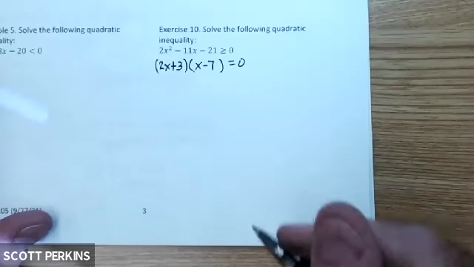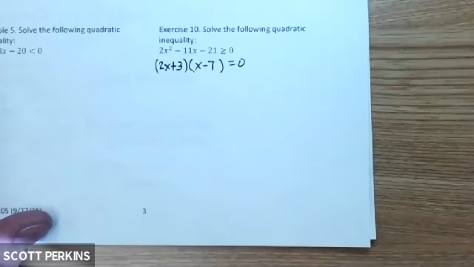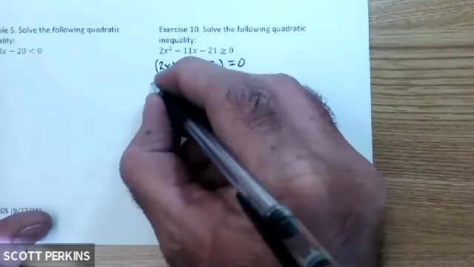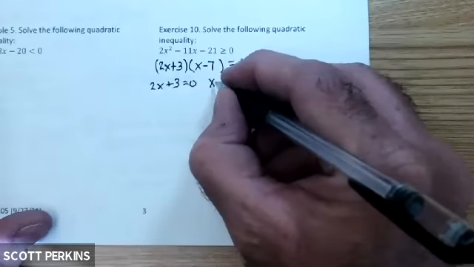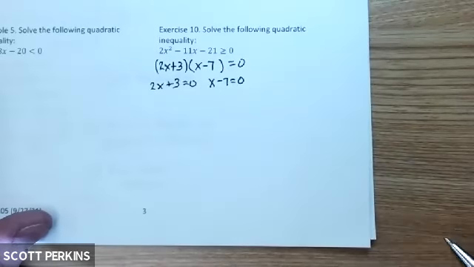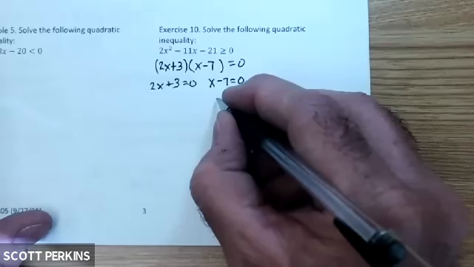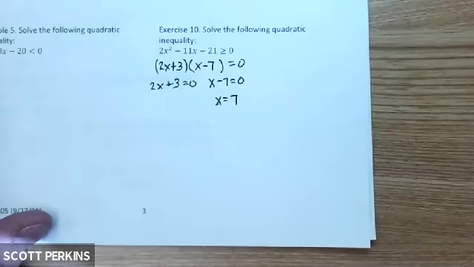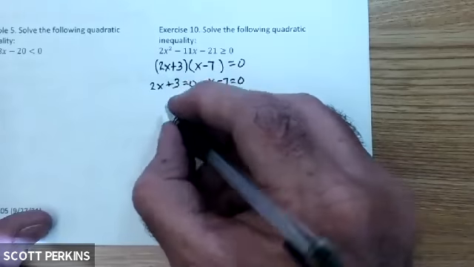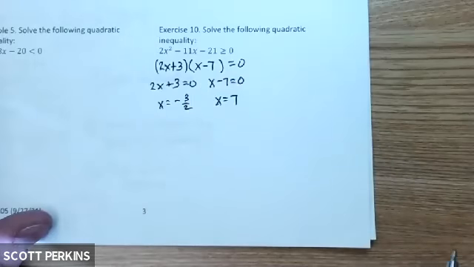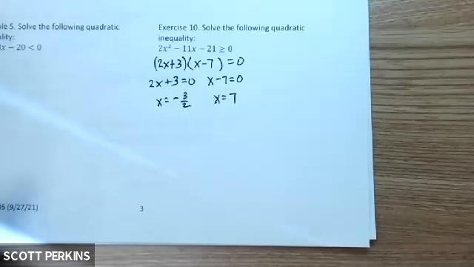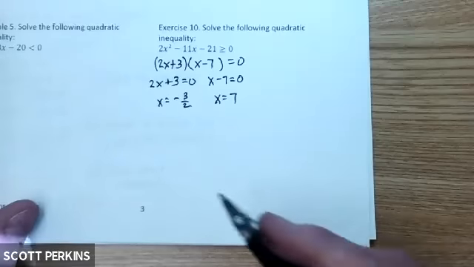If you use the quadratic formula, you will get the exact same 2 answers I get. And that is what I get when I take 2x plus 3 and set it equal to 0 and x minus 7 equal to 0. So in the second case, x minus 7 equal to 0 means x is 7. In the first case, that means x is negative 3/2. So those are my 2 solutions. Those are the 2 points where the graph goes through the x-axis.